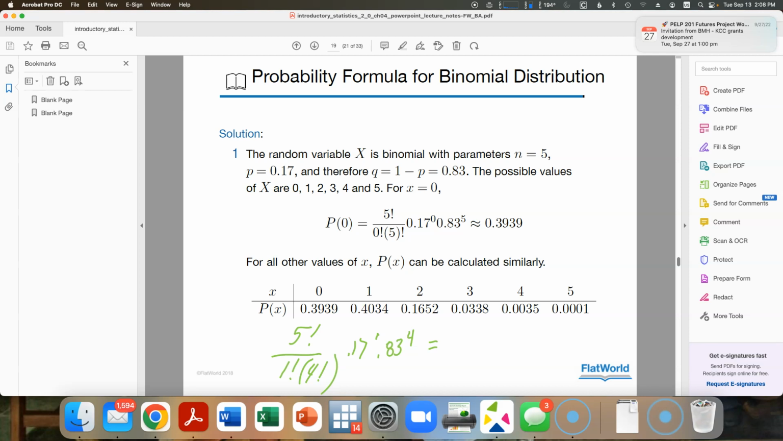So 5 factorial, just so we can kind of see this here, 5 factorial is equal to 120. How did I get that? In my calculator, I typed in 5 times 4 times 3 times 2 times 1. So I would have 120 over 1 factorial is just 1 times 4 factorial. That would be 4 times 3 times 2 times 1. Should be 24.